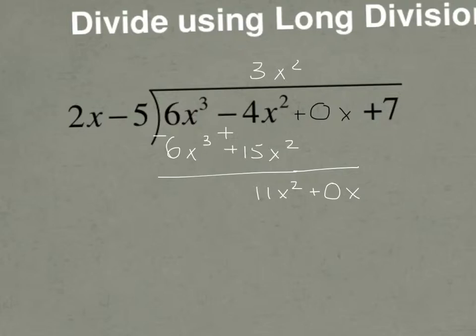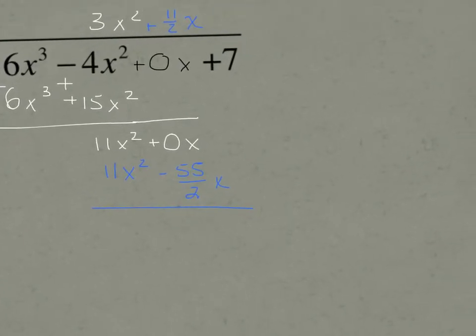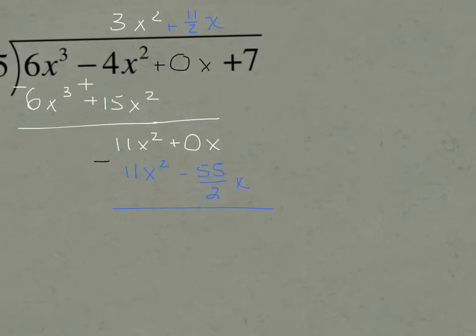Okay, 2x times what is 11x squared? 5.5. I'm going to write fractions because 11 over 2 times 2 reduces to 11. So that's going to be plus 11 over 2x. Distribute that, and you're going to get 11x squared, and then that looks like negative 55 over 2x. Take the difference. Here you're going to reduce to 0, and then here this is going to become positive 55 over 2x.